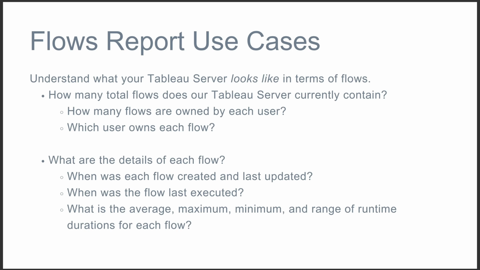What is the average, maximum, minimum, and range of runtime durations for each flow? Capturing runtime duration statistics for each flow is critical to performance monitoring. Long durations may be indicative of poor design or upstream issues and warrant review by the appropriate developer or data engineer. Having briefly discussed the use cases, I will now jump over to Visual Studio Code to begin writing a script to generate a report on the flows published to my Tableau server.